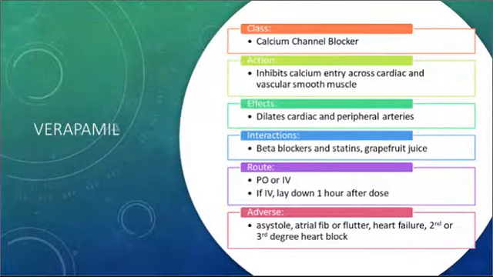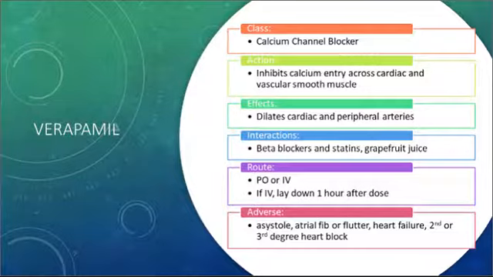So here's your verapamil, a calcium channel blocker that inhibits the calcium across the cardiac vascular smooth muscles, dilates the cardiac and peripheral arteries. That is why it is used for so many things in coronary artery disease. It does interact with your beta blockers. If you give a calcium channel blocker and a beta blocker, or verapamil, which is a calcium channel blocker, together, the combination can worsen the decrease in the heart rate. So you have to be careful and watch for that.